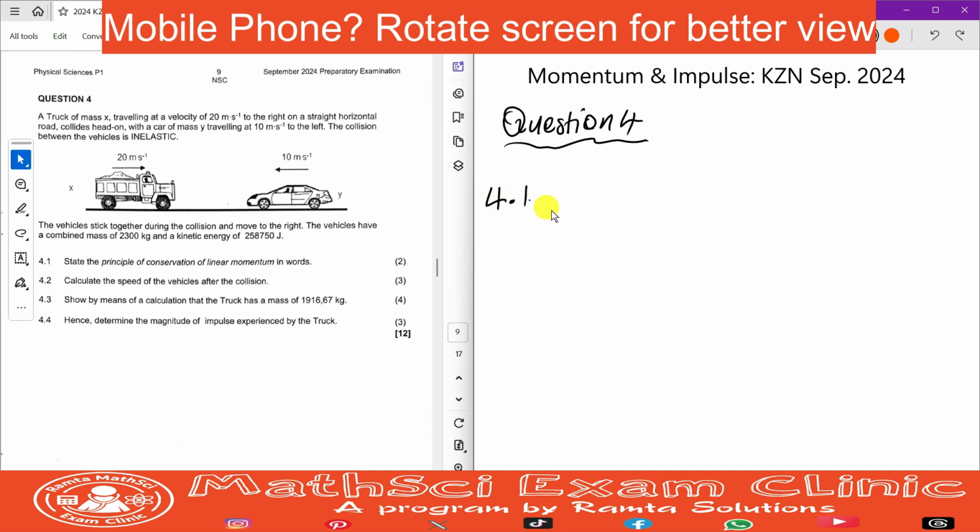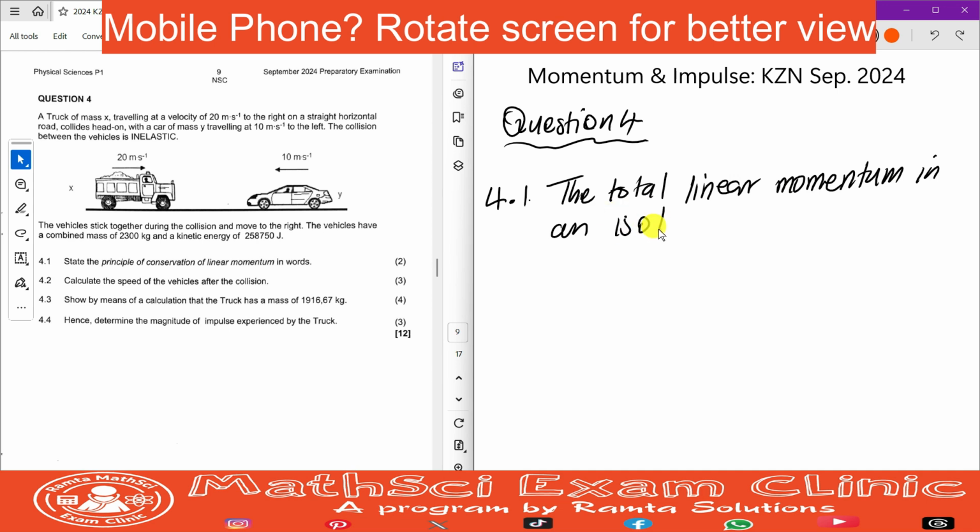4.1. State the principle of conservation of linear momentum in words. So it says the total linear momentum in an isolated system is conserved.